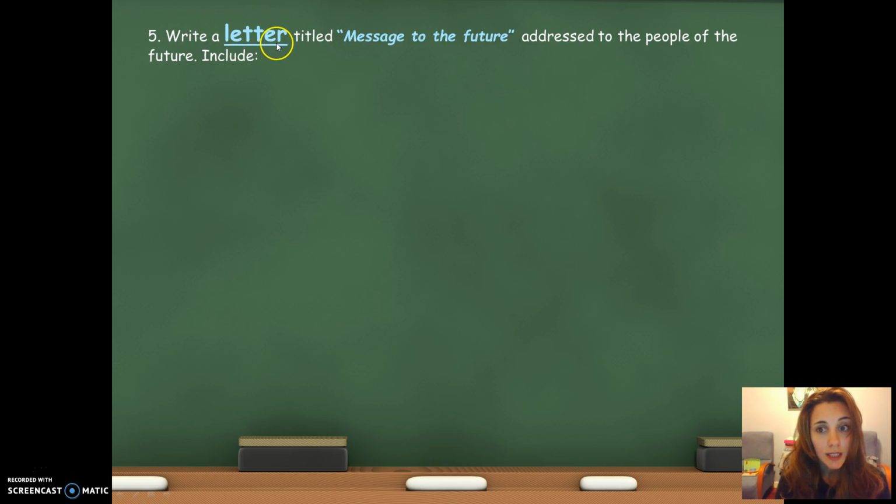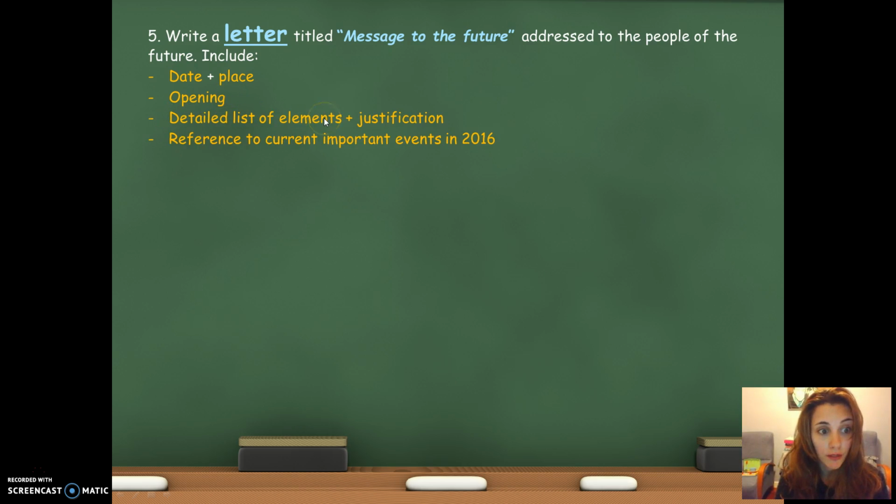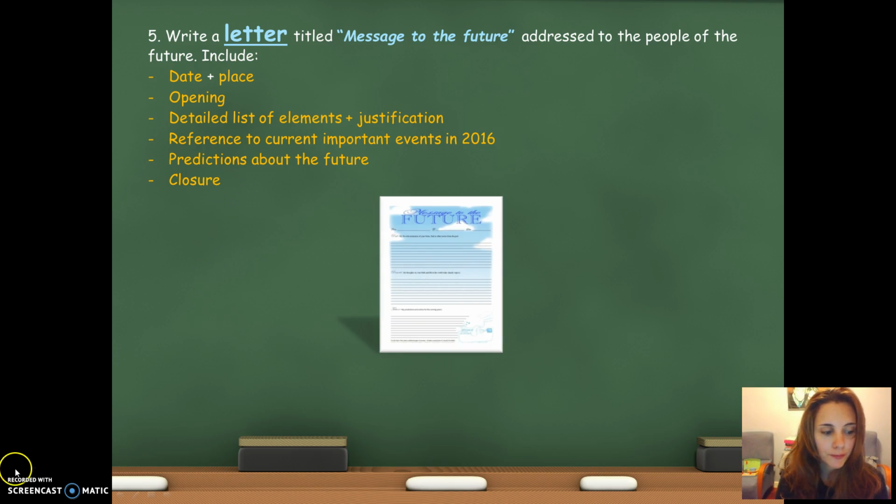5. Write a letter addressed to the people of the future. It will include these elements: date and place, opening, saying hello and the reason for the letter, detailed list of elements and justification, reference to current important events, predictions about the future, and closure, saying goodbye. Please be careful with grammar. I am going to assess and mark your letter, and I will give you some feedback about it.